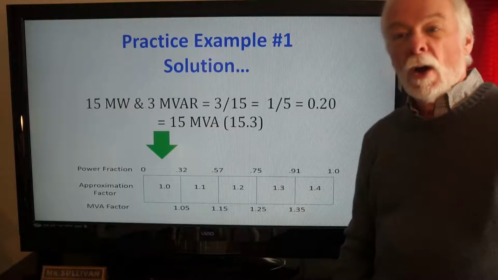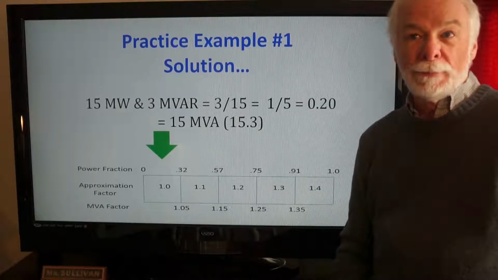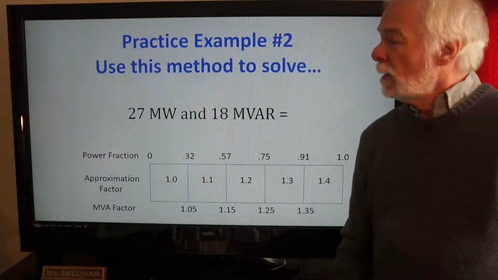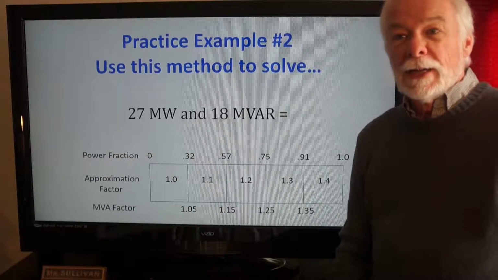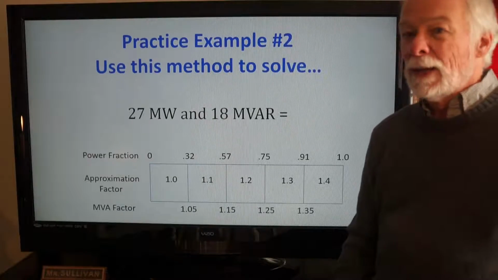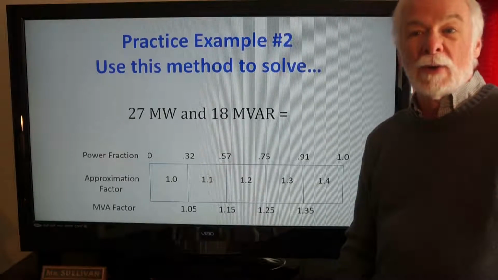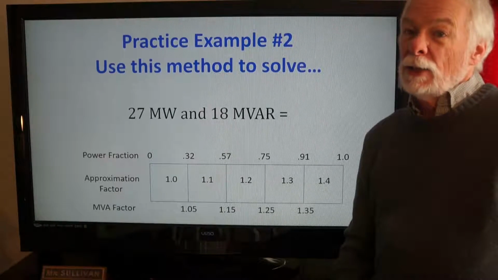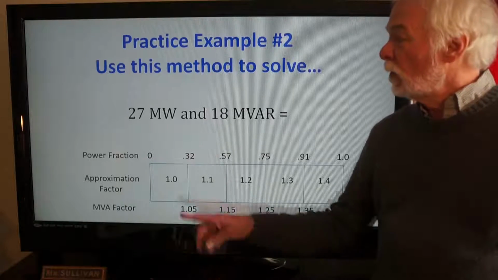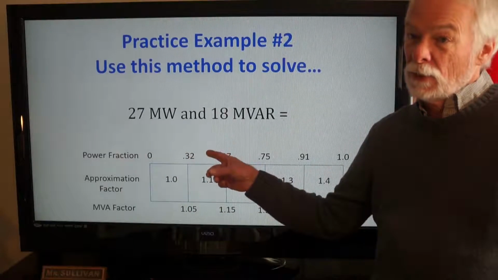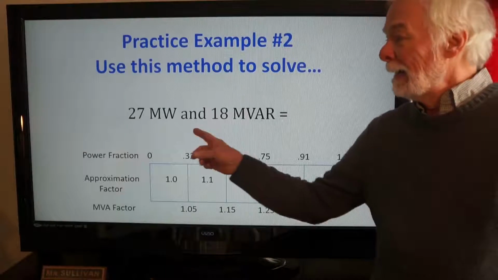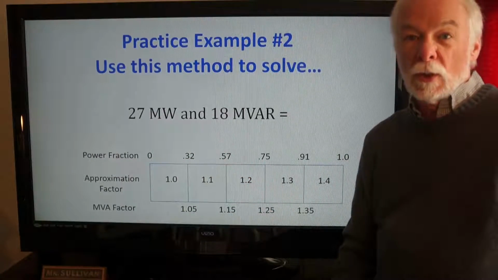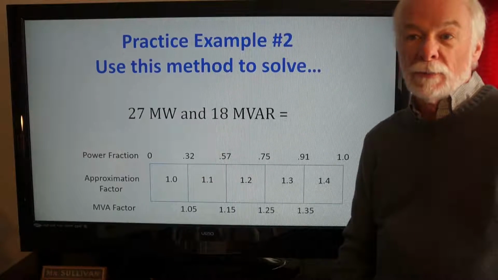All right then, are you ready to try your second example? All right, here it is, 27 megawatts and 18 megavars. And I'd like to mention right now that you would get the same answer whether it's 27 megawatts and 18 megavars or 18 megawatts and 27 megavars. It doesn't matter. We're just looking for the length of the hypotenuse.